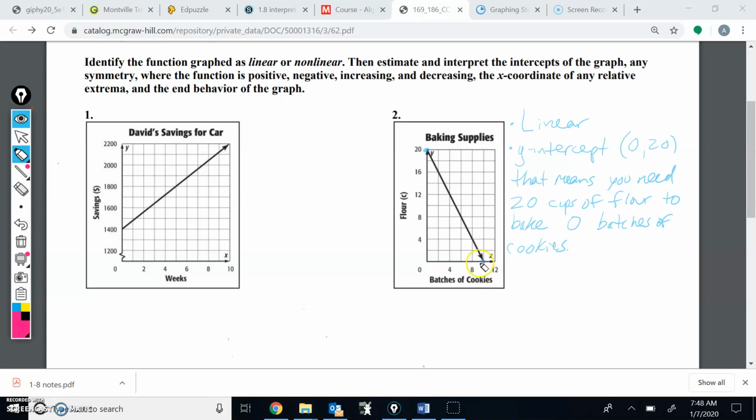The x-intercept right here looks like it's at 10, 0. That means to bake 10 batches of cookies, you're going to have 0 cups of flour.